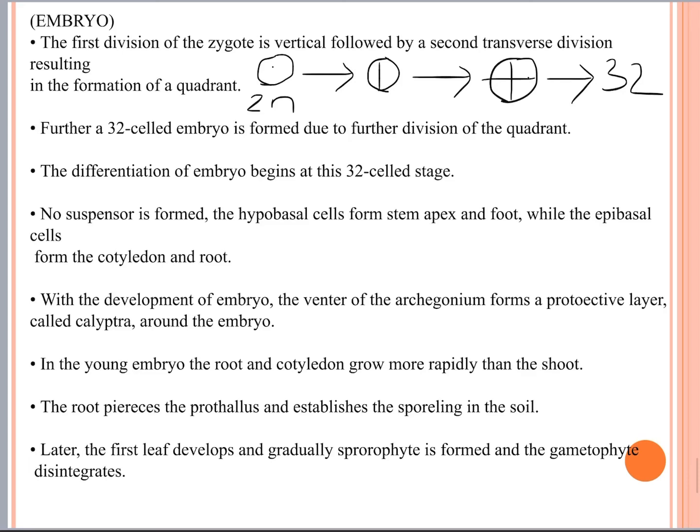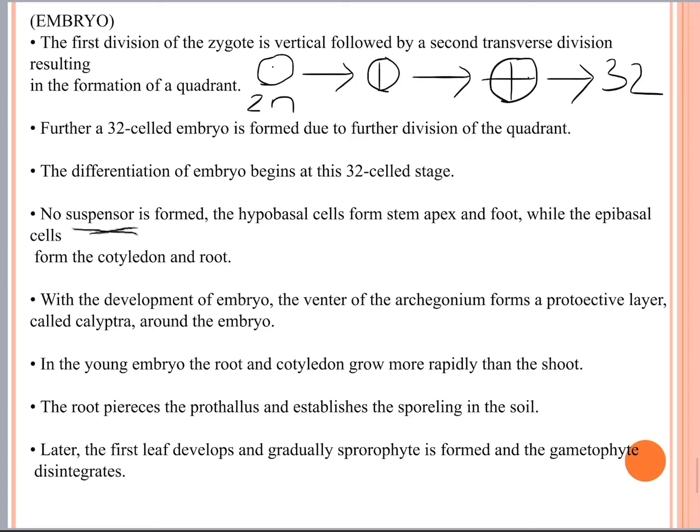No suspensor is formed. The hypobasal cells form stem, apex and foot, while the epibasal cells form the cotyledon and root. So what is a suspensor? A suspensor helps in the absorption of nutrients for the development of the young embryo. Once the 32 cell stage is reached, the differentiation starts, and the hypobasal cell forms the stem apex.